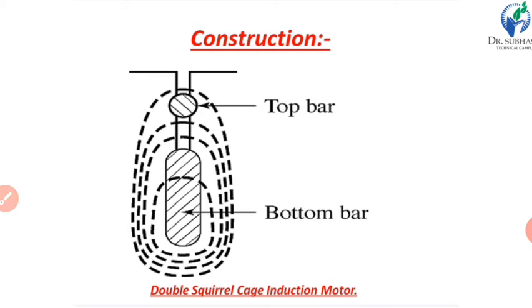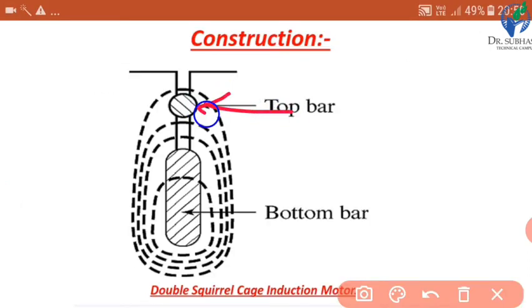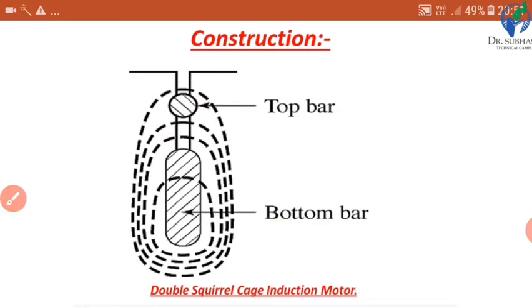Here we can see the construction in a larger diagram. This is the top bar and this one is the bottom bar. We have already seen that the cross-sectional area of the top or outer bar is less compared to the bottom bar. So this is the construction of the double cage rotor.